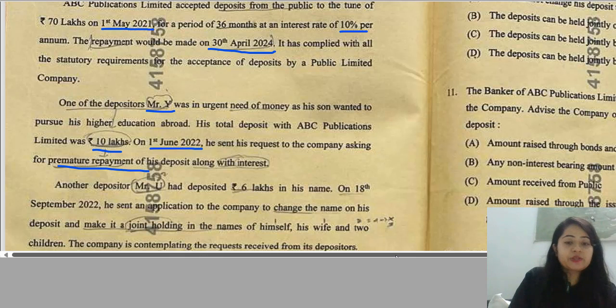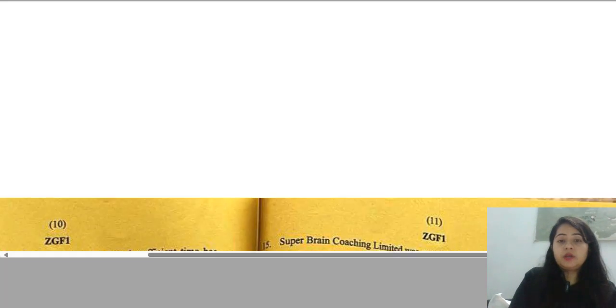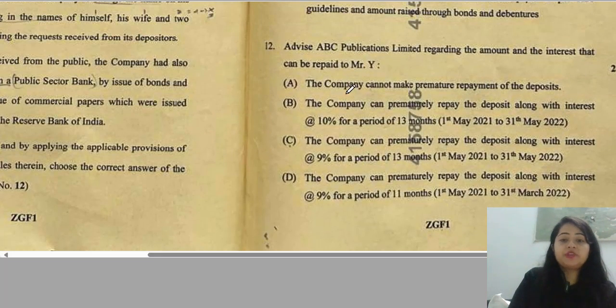All right, so with respect to that, we have an MCQ. Let's look at it. MCQ 12 reads, advise this company regarding the amount of interest that has to be paid to Mr. Y. A: Company cannot make premature repayment. A is wrong. B: Company needs to make premature repayment at 10%. Again wrong. It's either C or D. C says 9% interest can be paid for 13 months. D says 9% interest for 11 months. So here our correct option is going to be C, which is 13 months, 9% interest.